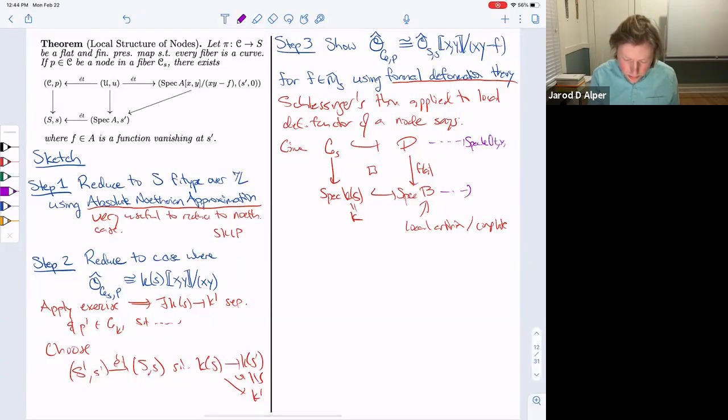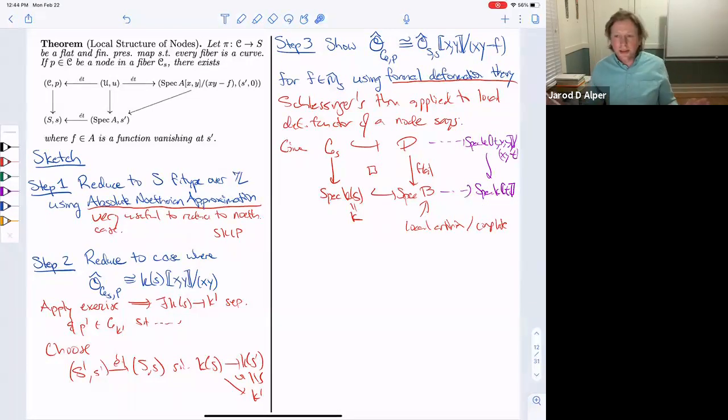that this is a pullback of T, XY mod XY minus T, of this family of curves with nodes. In other words, it says that every local deformation of a nodal singularity is the restriction of this particular one. Like this one dimensional deformation of the node captures all possible deformations.